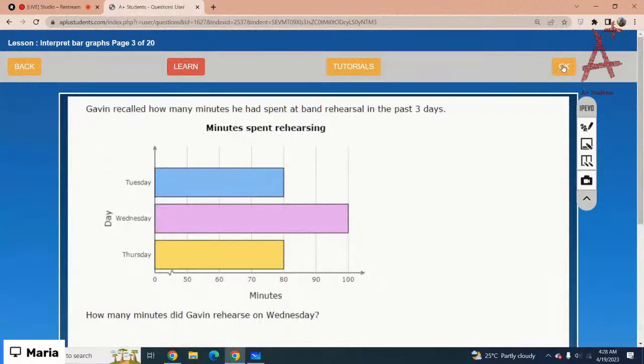Okay, Gavin recorded how many minutes he had spent at band rehearsal in the past 3 days. How many minutes did Gavin rehearse on Wednesday?